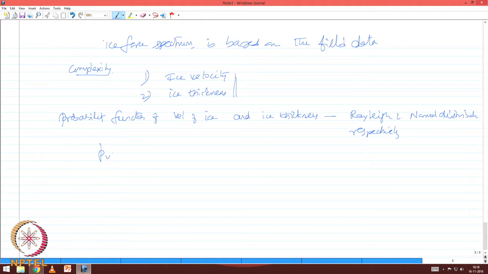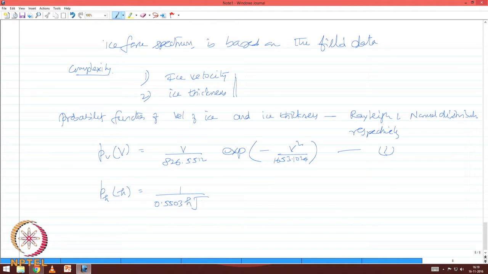So, the probability function of velocity, small v of capital V, is V by 826.5512 exponential of minus V square by 1653.1024. The probability density function of ice thickness is given by 1 by 0.5503 h root pi, exponential of minus half, natural logarithm of h minus 1.8671 by 0.5503, whole squared.